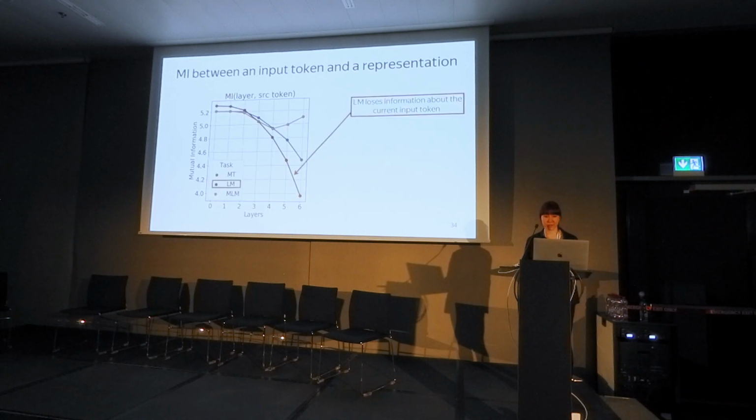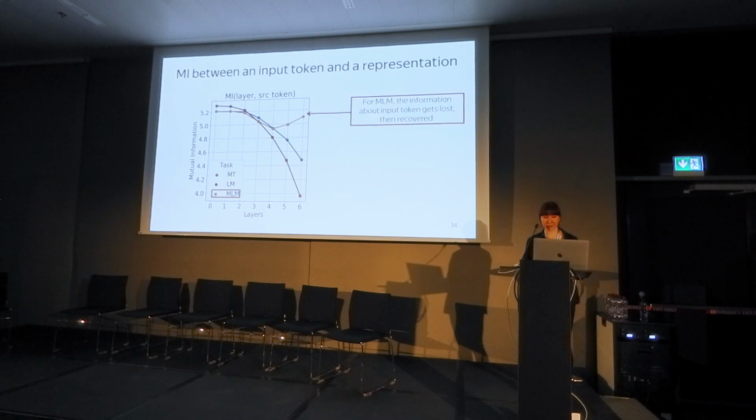So first, we noticed that the language model loses a lot of information about the current input token. Machine translation behavior is similar, but the decrease is much less sharp. This agrees with our expectations, since the language model has to predict the next token from the top layer representations, and therefore is forced to forget the not so relevant current token. The machine translation encoder is not forced to do so. First, because nothing is predicted directly, and second, because token identity can be useful for the decoder.